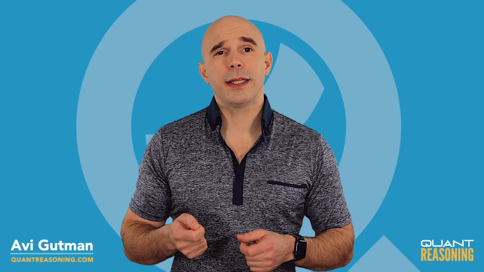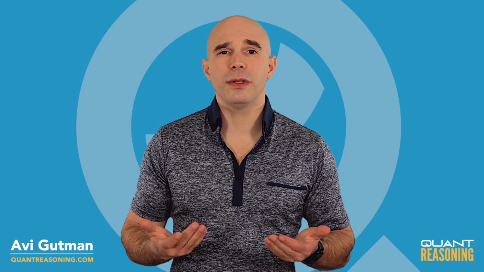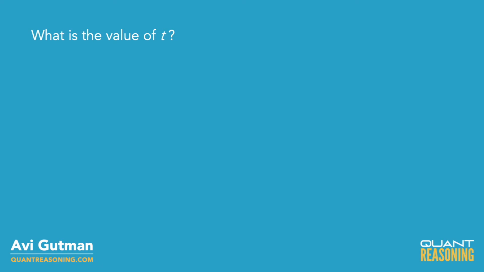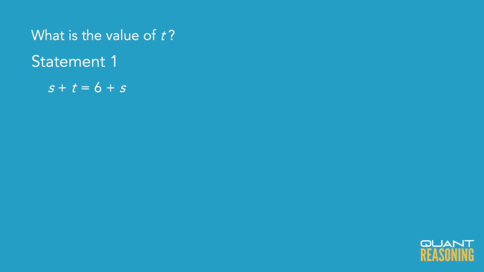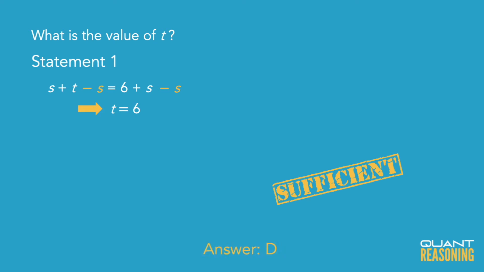So with statement 1, what's really bothering me here is that I have a new unknown that wasn't in the question stem. We're not just talking about t here, we're talking about t and s. If only there was a way for me to somehow make the s disappear. Well, hang on, maybe if I subtract s from both sides, would that work? Oh yeah, I think that would just leave me with t equals 6, which is a singular value for t. So this one is sufficient on its own as well.